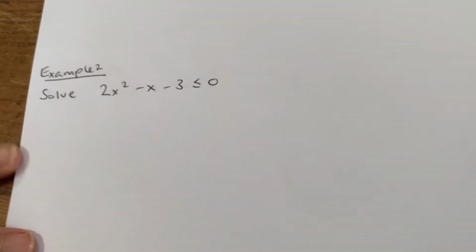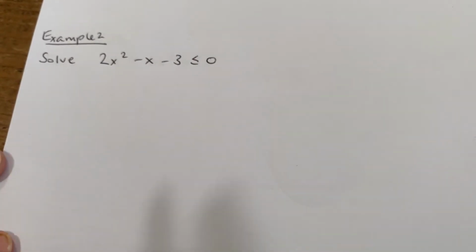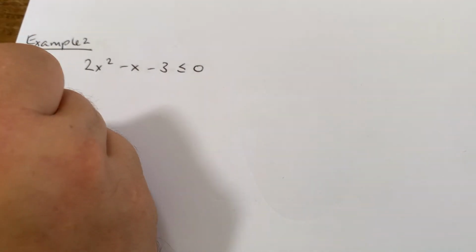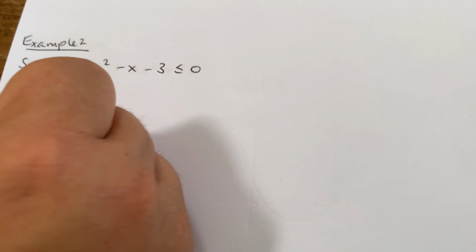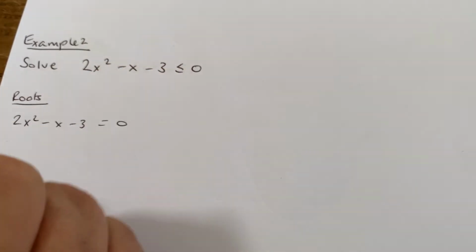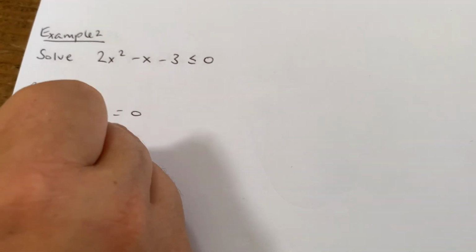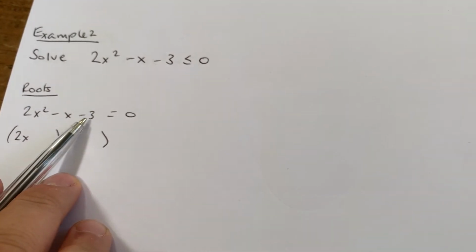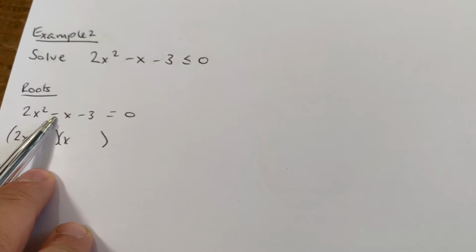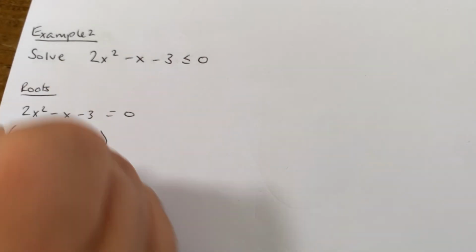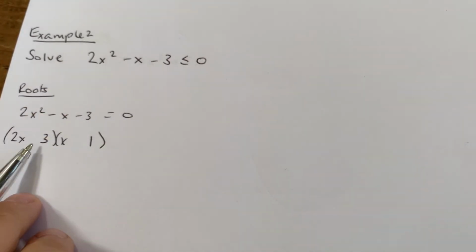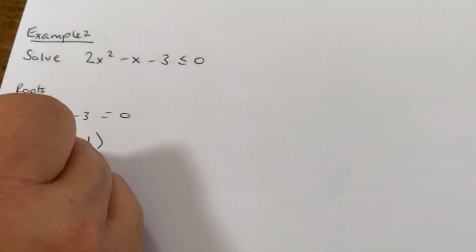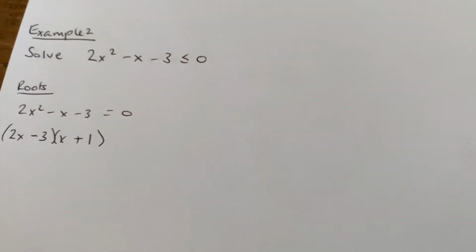Next example, we'll go with this one. It's the same method, everything's the same. The only part that's tricky with this is being able to factorize. Okay, so I'm going to find my roots. I've got 2x squared minus x minus 3 equals 0. Factorizing that, you get 2x and x for the 2x squared. And then to get 3 with minus 1 in my center, I don't want to times the 2 by the 3, so I'm going to get 3 and 1. And therefore I want to get minus 1, so I want to have 2 take away 3. So I've got that as my solution.